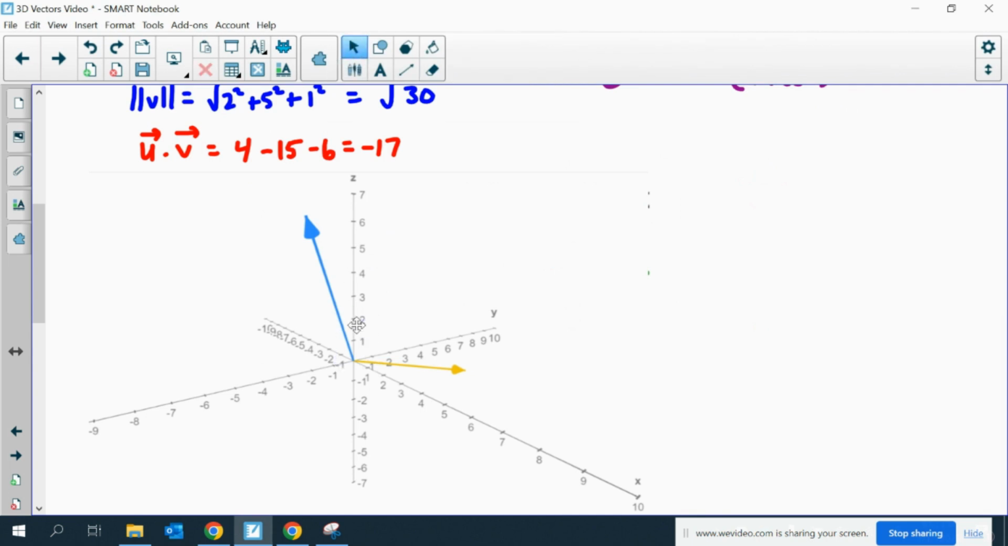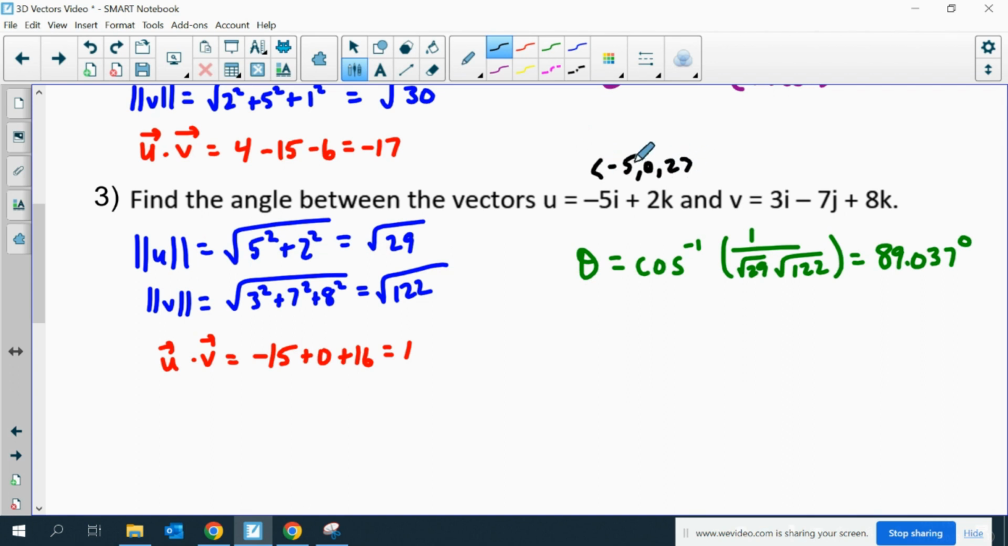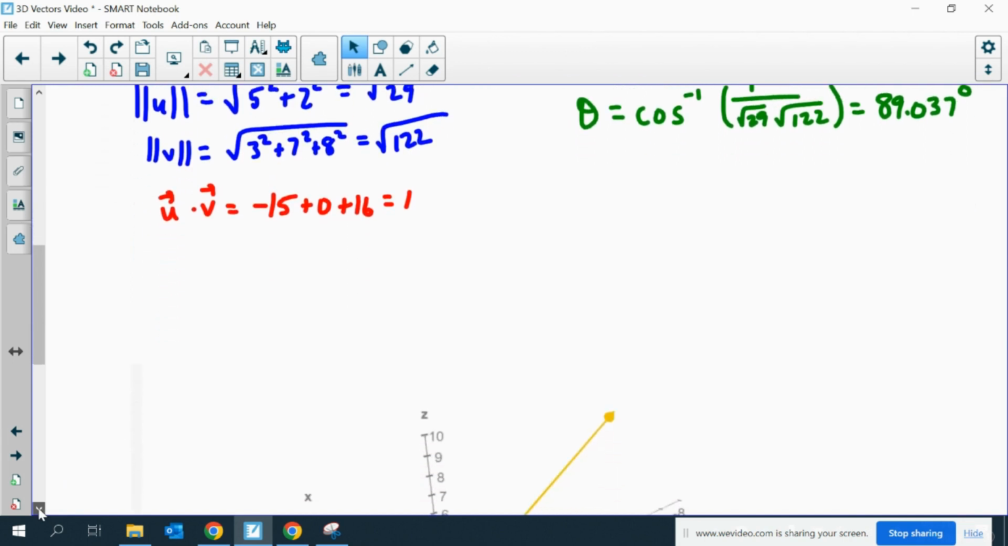So now let's do another problem. Find the angle between these two vectors. Notice that this vector u does not have a j component. So if I wrote it in this form, it'd be negative 5, 0, 2. So when I find the magnitude of u and v, I have square root of 29 and square root of 122. The dot product is 1. Then I do the arc cosine of 1 over the square root of 29 times the square root of 122, and that's not quite a right angle, but it's pretty close.